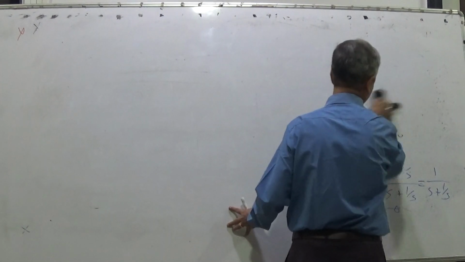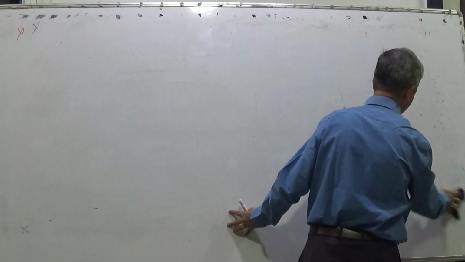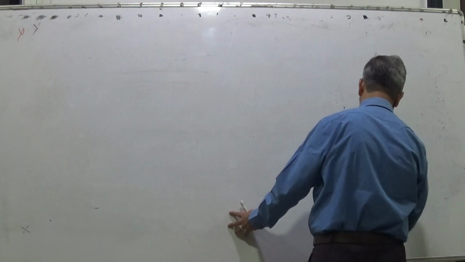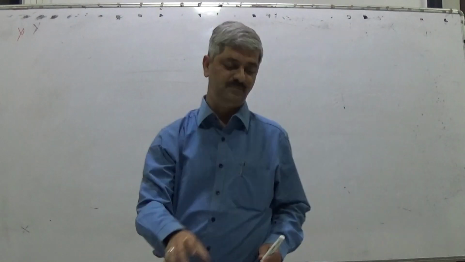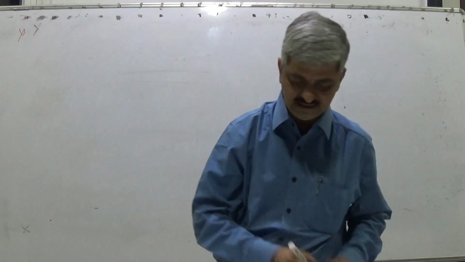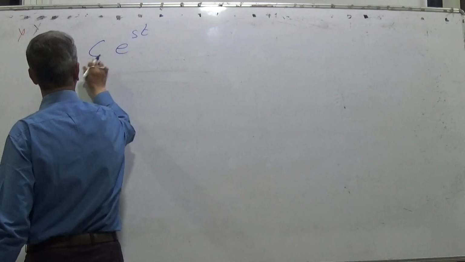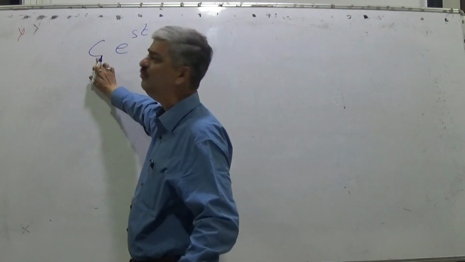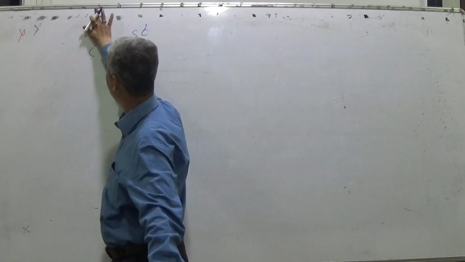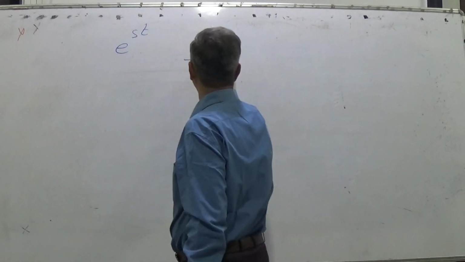C e raised to st, that actual value of c doesn't matter much. So c will tell you the position of the signal x(t) as c e raised to st. Its value is immaterial because that is telling you the initial position. So we can take it to be 1. So now we take a simple circuit.